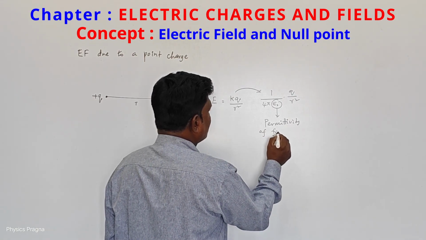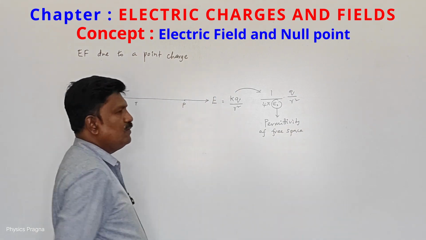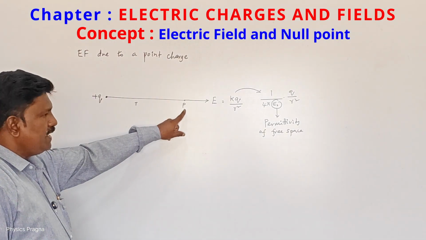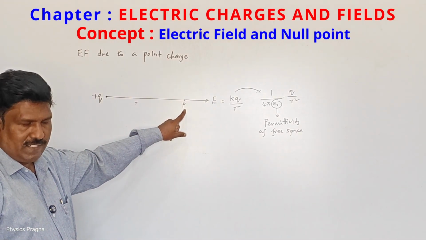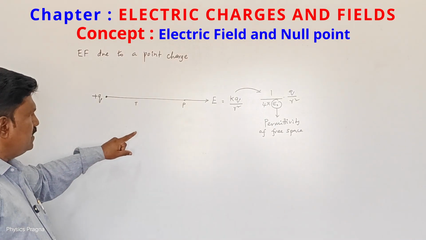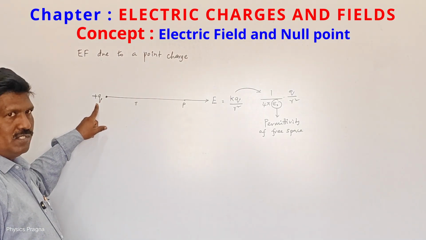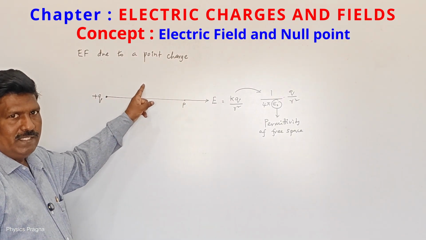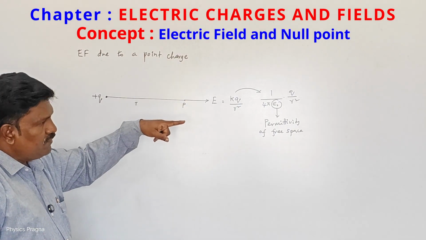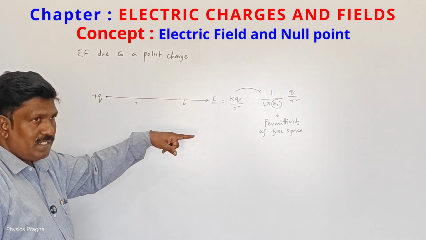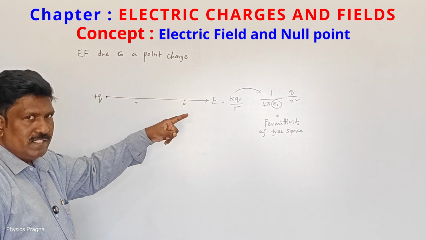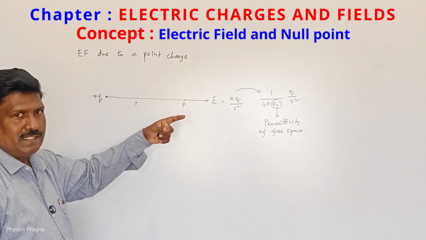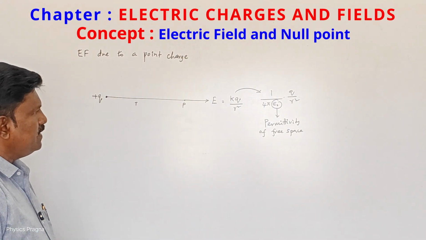This is the permittivity of free space. So we know that permittivity is a property of a medium. So between the point where we are calculating the intensity or strength of the electric field, and the charge, whatever the medium is there in between will affect the magnitude of the electric field. So the magnitude of the electric field depends on the medium. When a medium is there, in place of the permittivity of free space, we have to take the permittivity of the medium. So that is the thing.